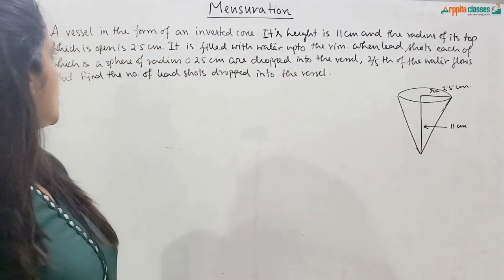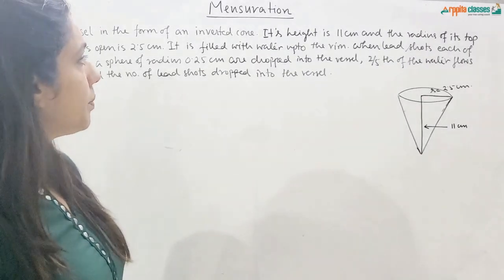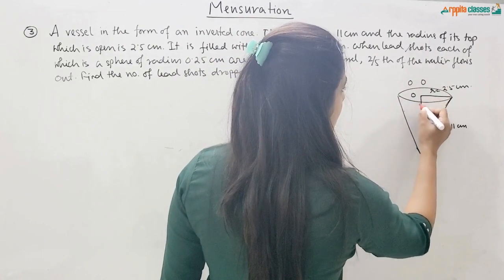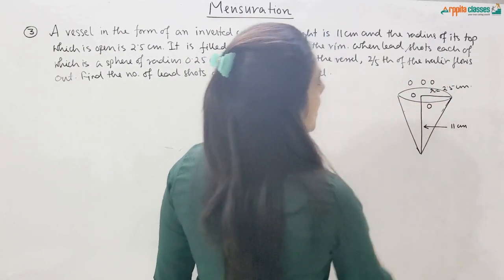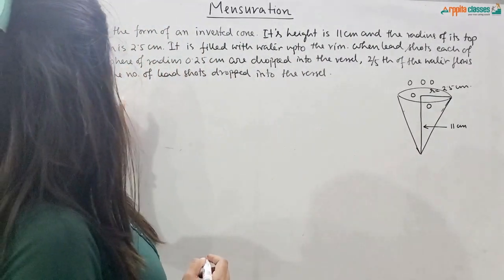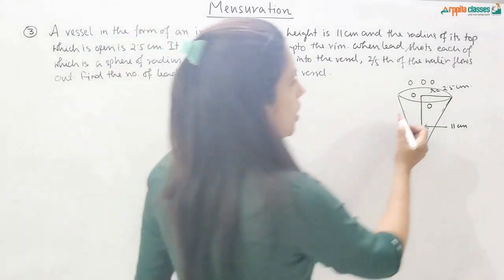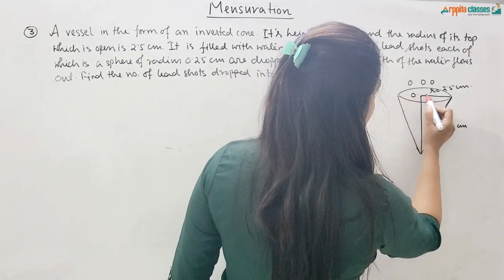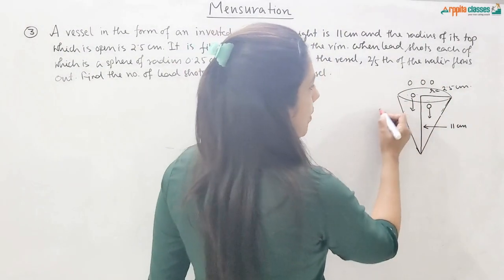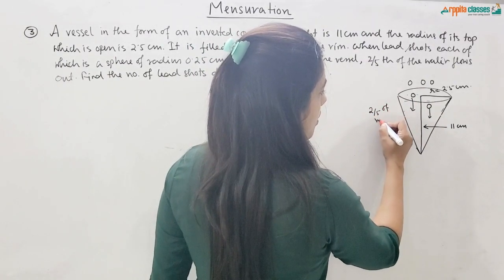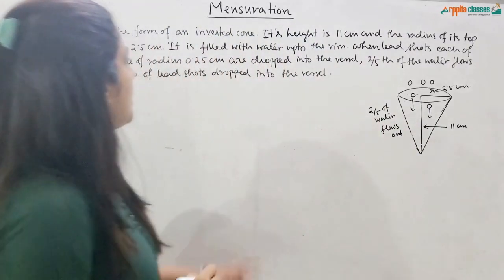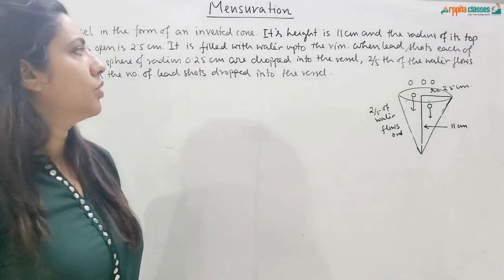Lead shots, each of which is a sphere of radius 0.25 centimeter, are dropped into the vessel. That is, you are dropping lead shots like this into the vessel. 2/5 of the water flows out, and it was filled up to the rim. So it was filled with water up to the rim. When you are putting this inside the vessel, 2/5 of water flows out. Okay. So you have to find out the number of lead shots dropped into the vessel.